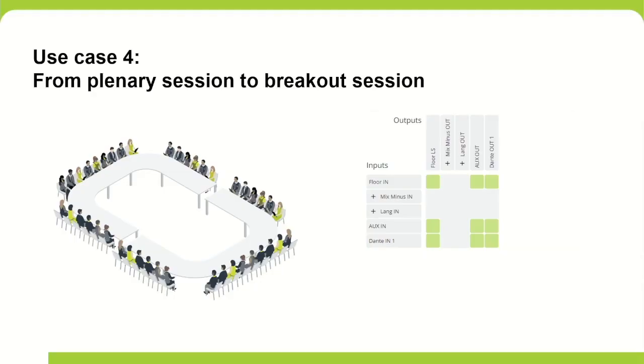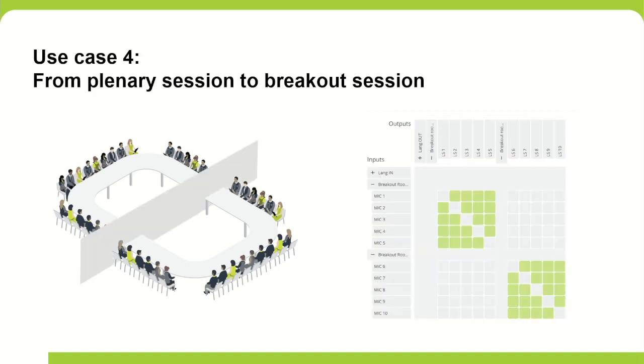Another use case is when you have a big plenary session and you want to split that plenary session into breakout rooms or breakout sessions. In that case, we go from a normal audio routing to a custom audio routing preset, where you route the microphones from one part of the room towards the speakers of that unit, and for the other part, do the same. Of course, the normal moderation of a chairman will not work in that case, but you can easily make breakout sessions from one plenary session.